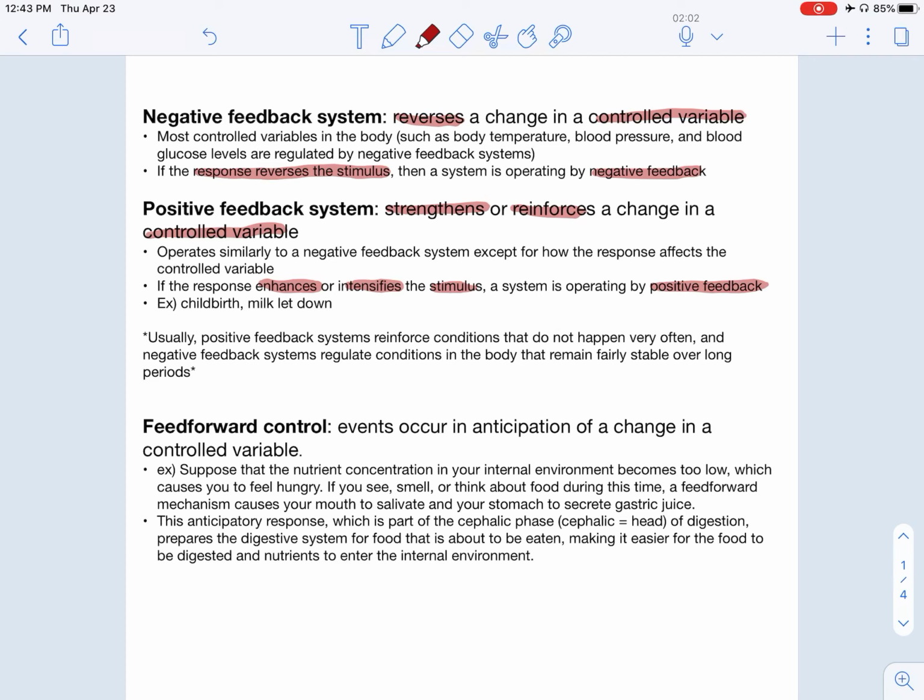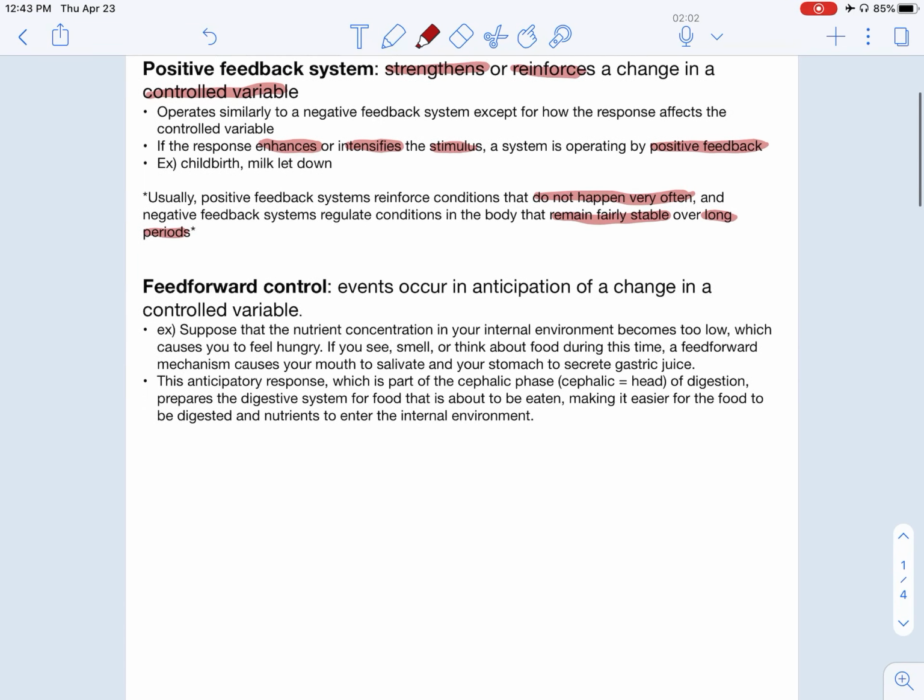Another good way to think about it is that positive feedback systems usually reinforce conditions that don't happen very often. So obviously things like childbirth, that makes sense. And then negative feedback systems regulate conditions in the body that remain fairly stable over long periods. So things like body temperature and blood pressure remain pretty stable in your body.